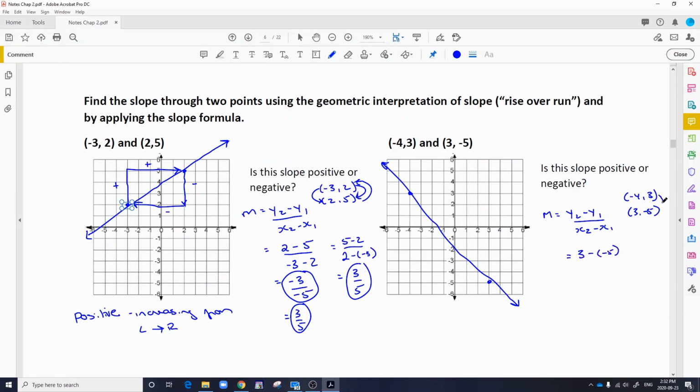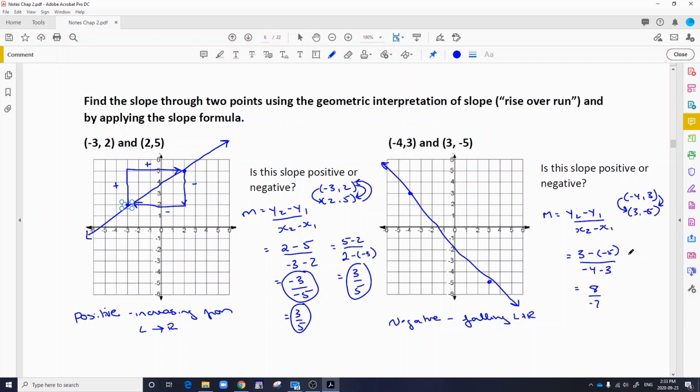So I'm going this way, which means I have to go -4 minus 3. 3 minus -5 is 8, because that's really 3 plus 5. And then -4 minus 3 is -7. So this is a negative slope. It is falling from left to right.